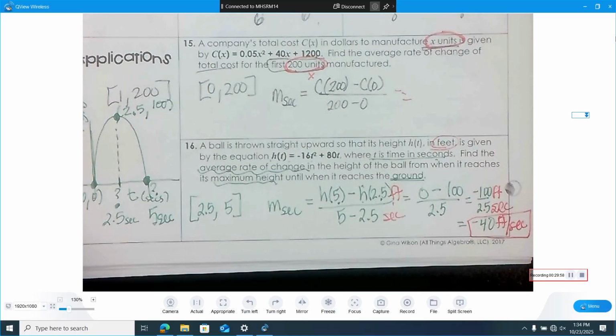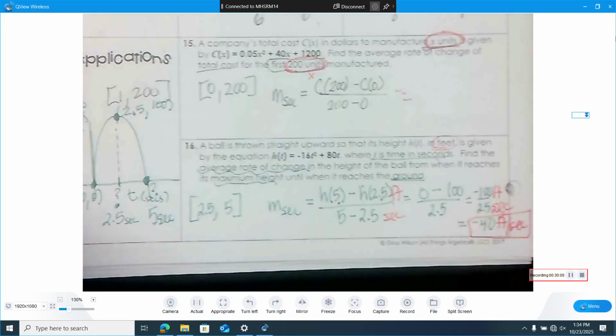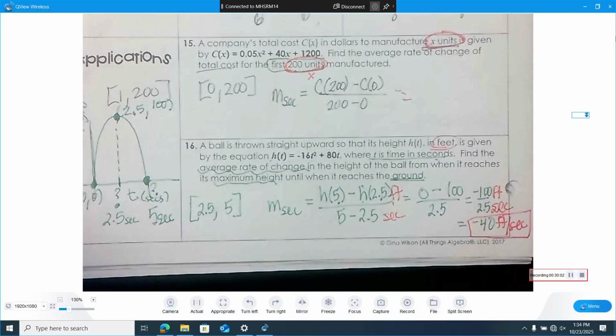Yeah, feet per second. All right, ladies and gentlemen, do you have any questions for me? Yeah. What's the answer on the answer key for 15? $50 per unit. Did you get that? Yeah, good. Cool.